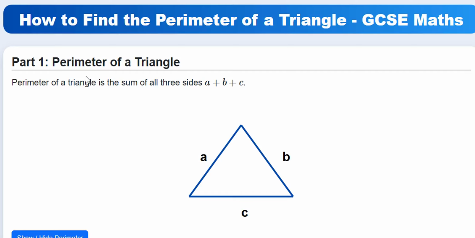Hello, in this lesson, we will learn how to find the perimeter of a triangle. And when I say perimeter, it is the total distance outside a shape. And in our case, the shape is a triangle. So, the perimeter of a triangle is the total distance outside the triangle. And this is the distance I mean.